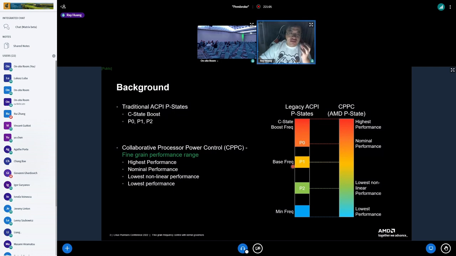But in recent AMD CPU processors, we support Collaborative Processor Performance Control. We call it CPPC. It follows the ACPI standard, and we also customize some AMD specific functionalities as well. We have four performance values: the highest perf, nominal perf, lowest nonlinear perf, and the lowest perf. We map the highest perf as the boost frequency, the nominal perf as P0, and the lowest nonlinear perf as P2. And the lowest performance is the minimal frequency in the system.